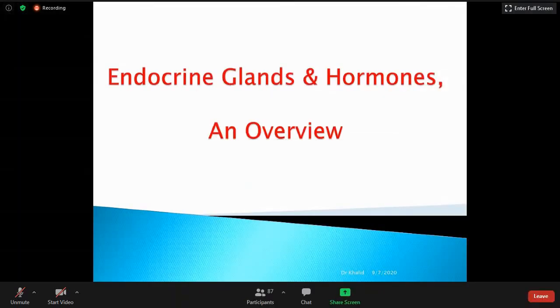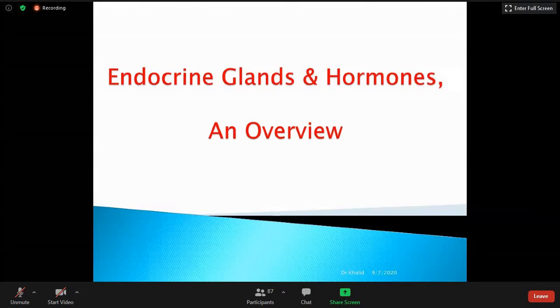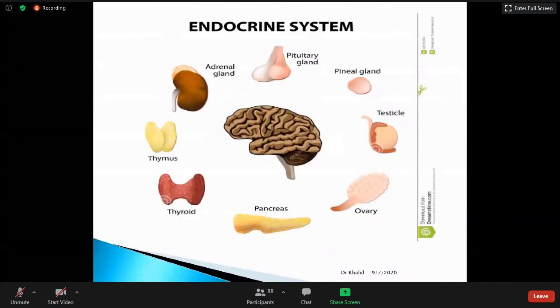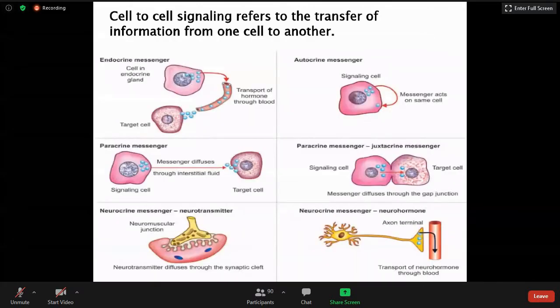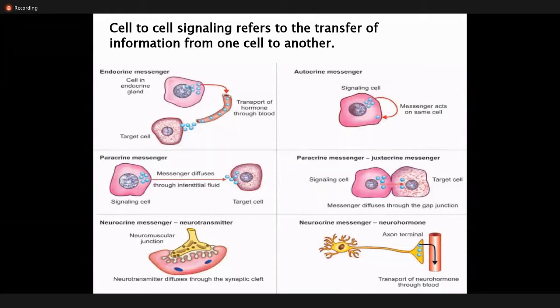So, the endocrine glands and hormones overview. As we know, hormones are substances which are released from the endocrine gland, and they are directly poured into the bloodstream, and then they reach the target cell, and then they execute their action.